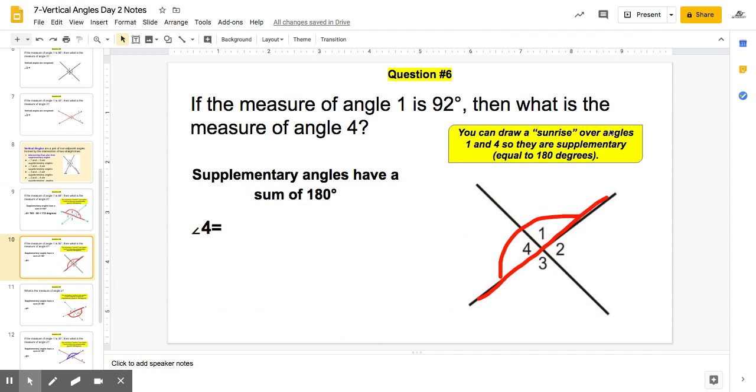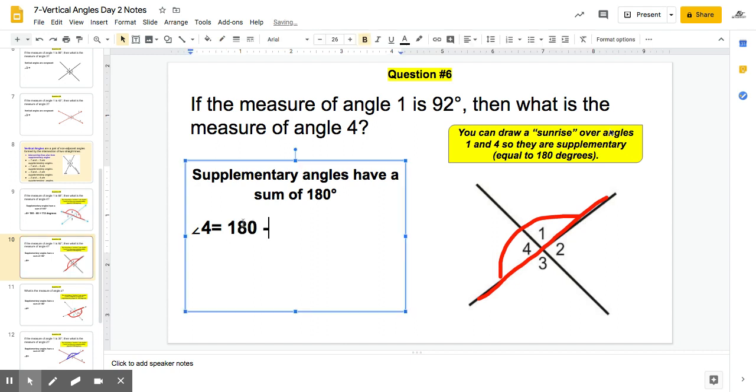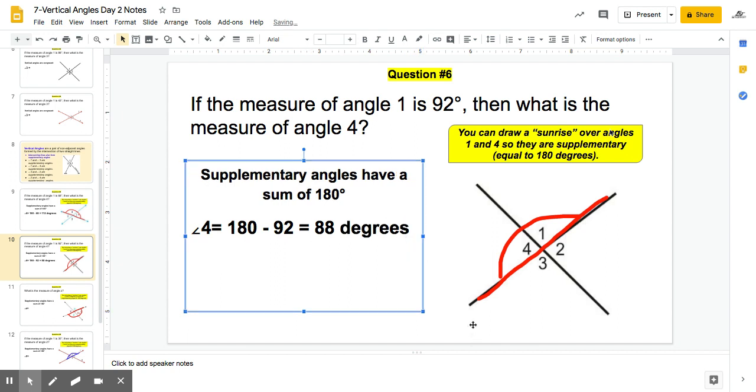Number 6, if the measure of angle 1 is 92 degrees, then what is the measure of angle 4? Well, here, for angle 1 and angle 4, I can draw my sunrise on that straight line. The two angles in that sun are going to be my supplementary angles. If I know that angle 1 is equal to 92 degrees, I can find the measure of angle 4 by simply subtracting 180 minus 92, which will give us 88. So the measure of angle 4 is 88 degrees.